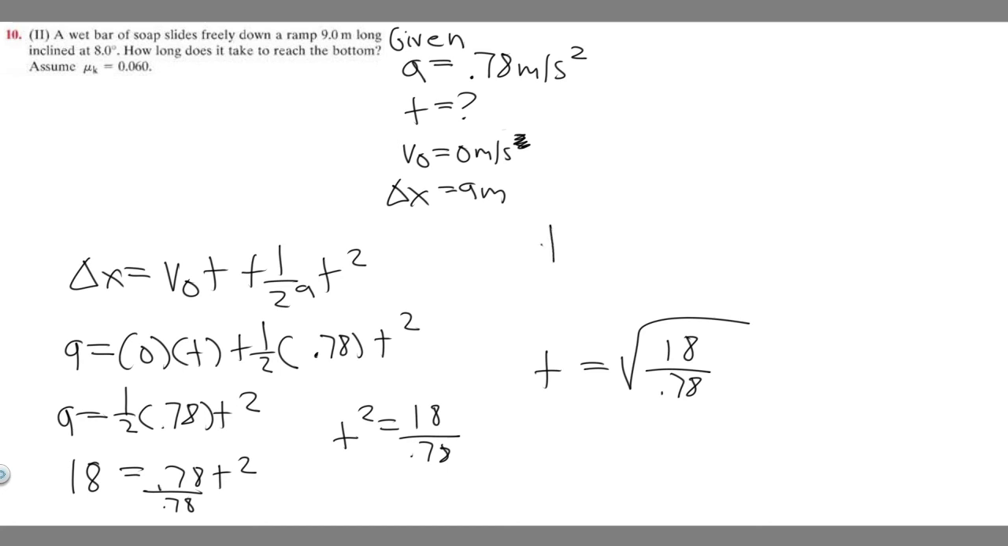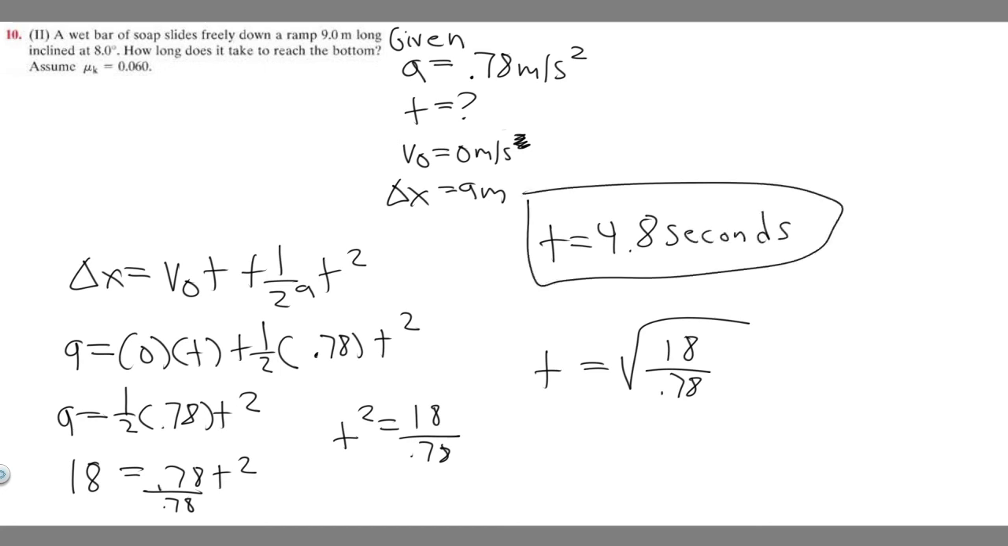So t is going to be equal to 4.8. And notice the units, our time unit was seconds. So it's going to be t equals 4.8 seconds. So this right here is going to be your answer. So how long does it take to reach the bottom? 4.8 seconds. And so yeah, hopefully you found this useful.